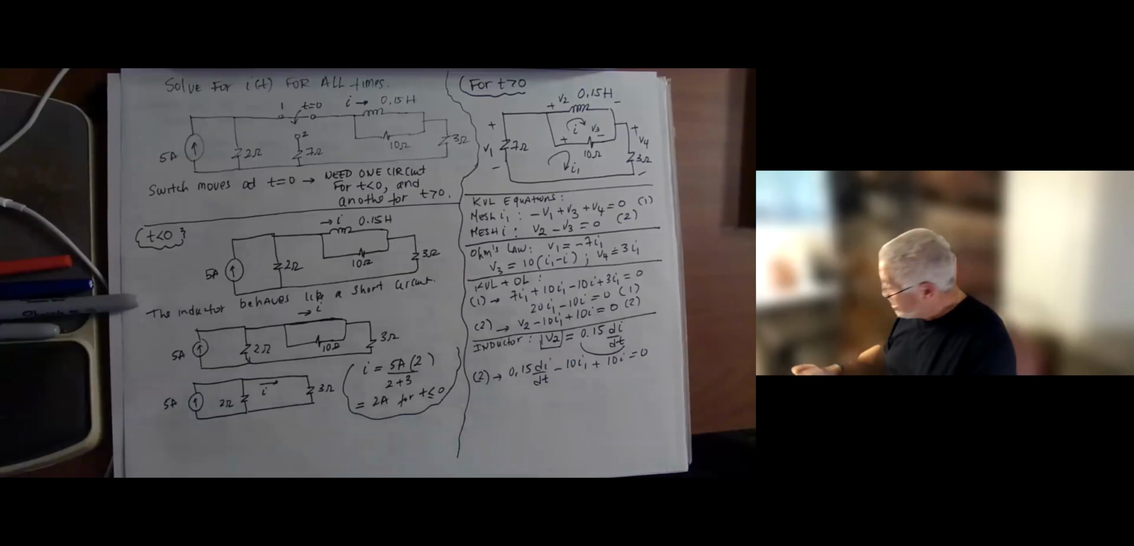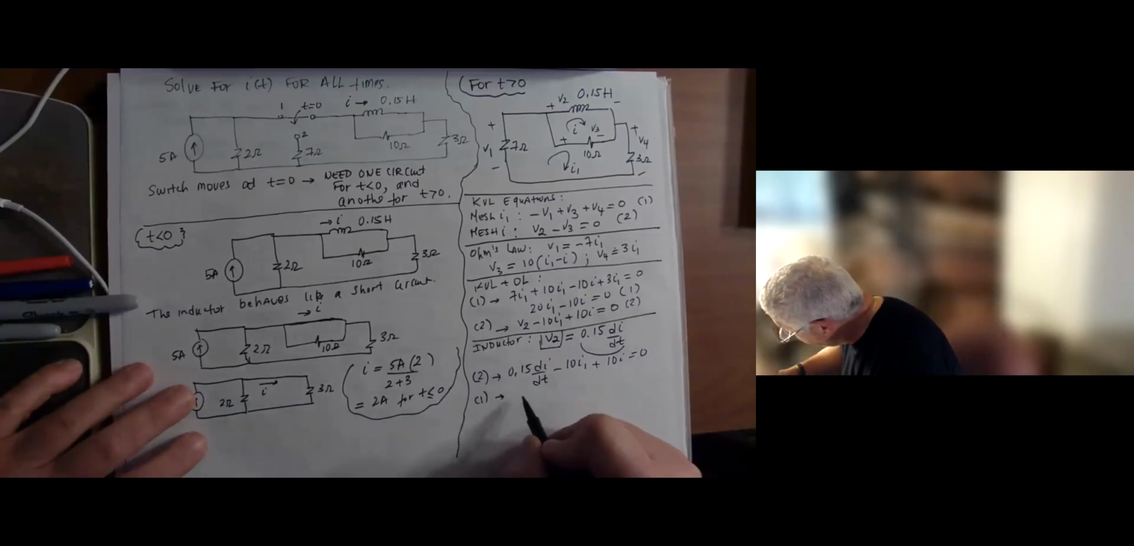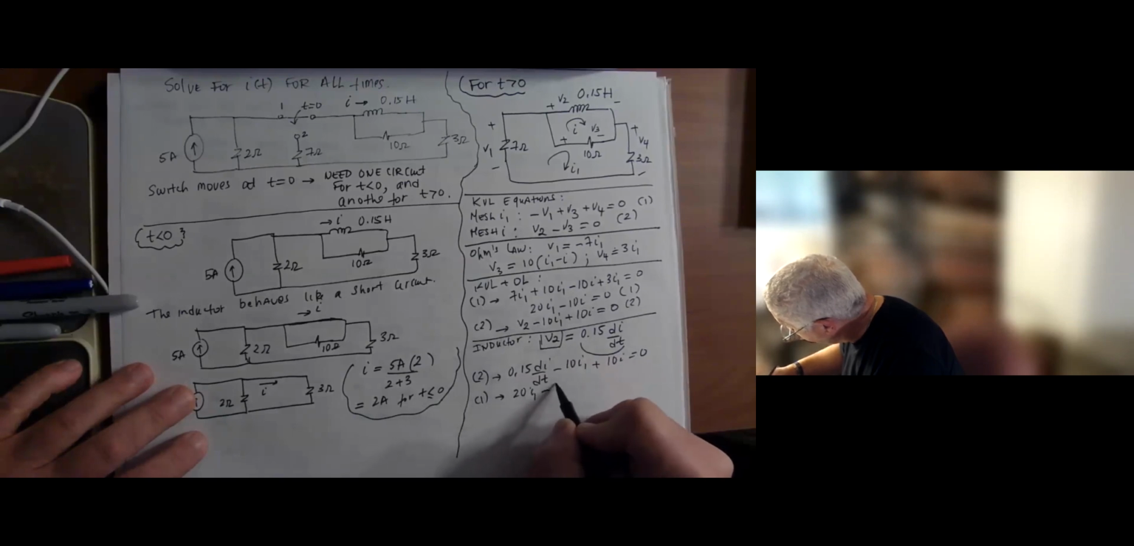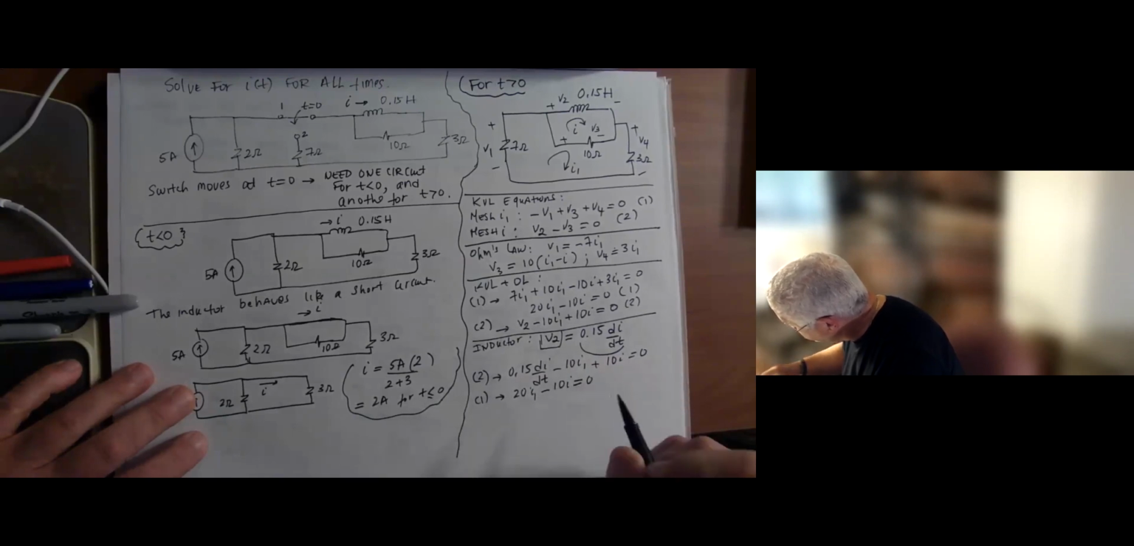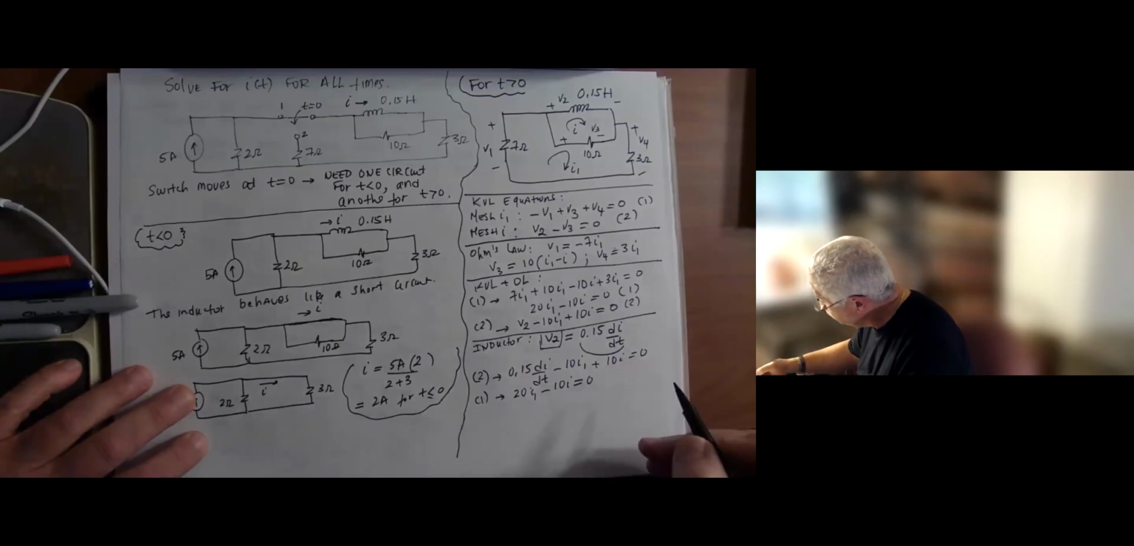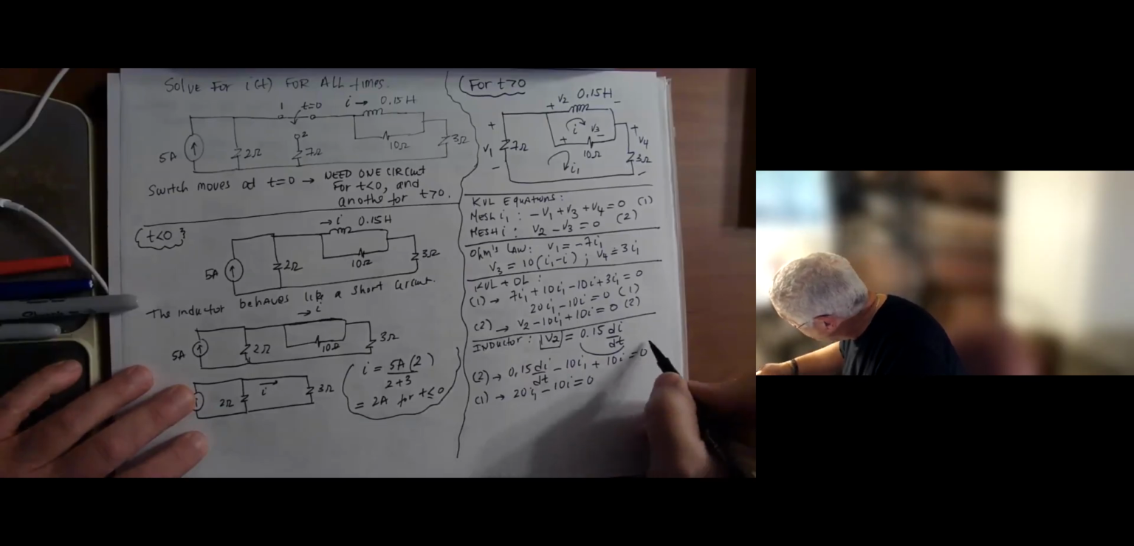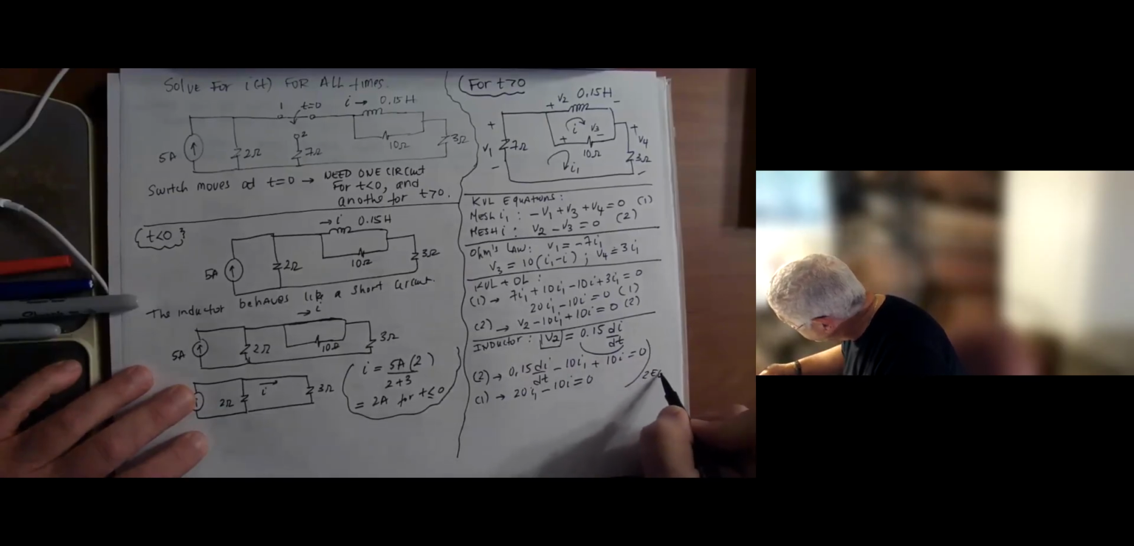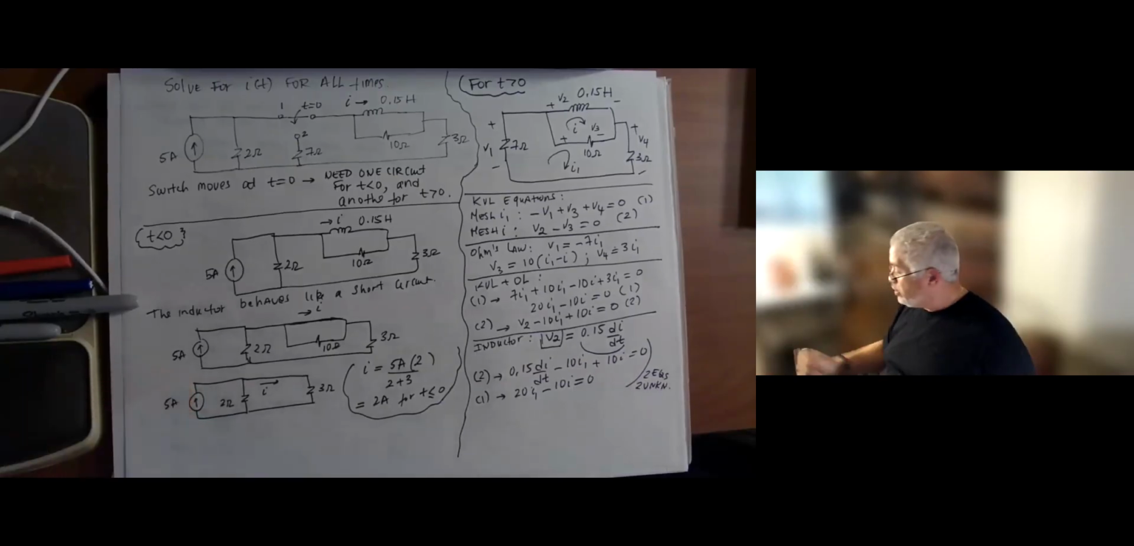So what do I do next now? Let me put equation 1 here. This is equation 1, I'm just going to rewrite it. It's 20I1 minus 10I equals 0. So that's equation 1, and that's equation 2. I'm hoping at this point you realize you have two equations, two unknowns, and the unknowns are I1 and I.